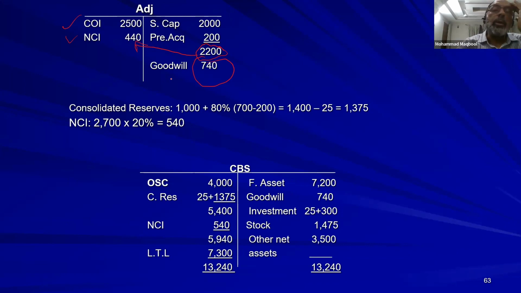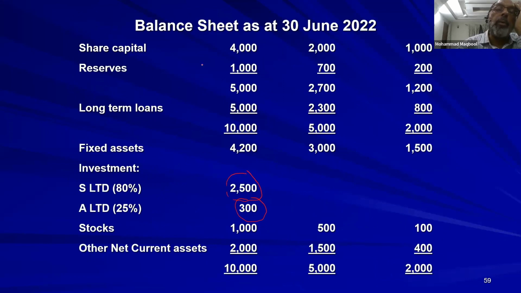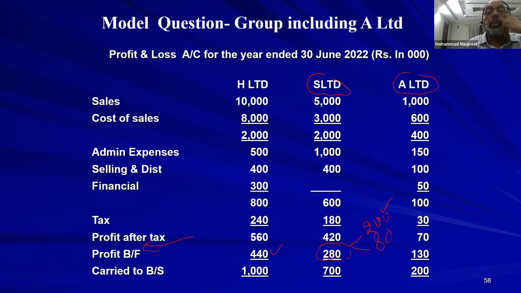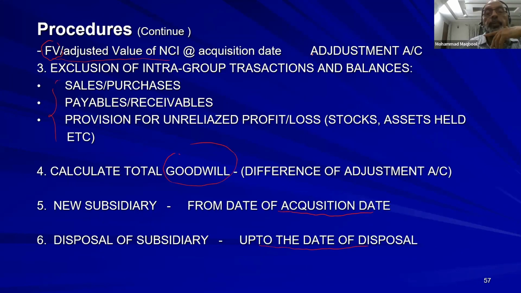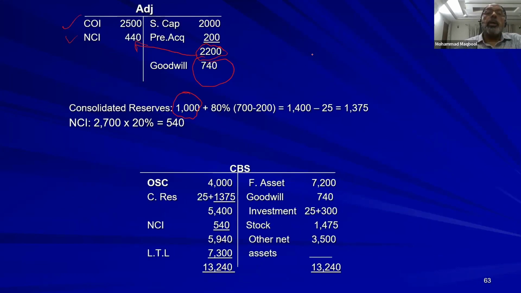My consolidated reserve is 1000, as per the balance sheet of H Limited, because I told you the H total reserve will come here. This is the reserve. But when we come to taking the reserve of S, we only have to take the post-acquisition reserve. Okay, we'll go to that. Working on the post-acquisition reserve: 700, you saw there. 200 is the pre-acquisition. Post-acquisition is 500, and 80% of that comes to this.